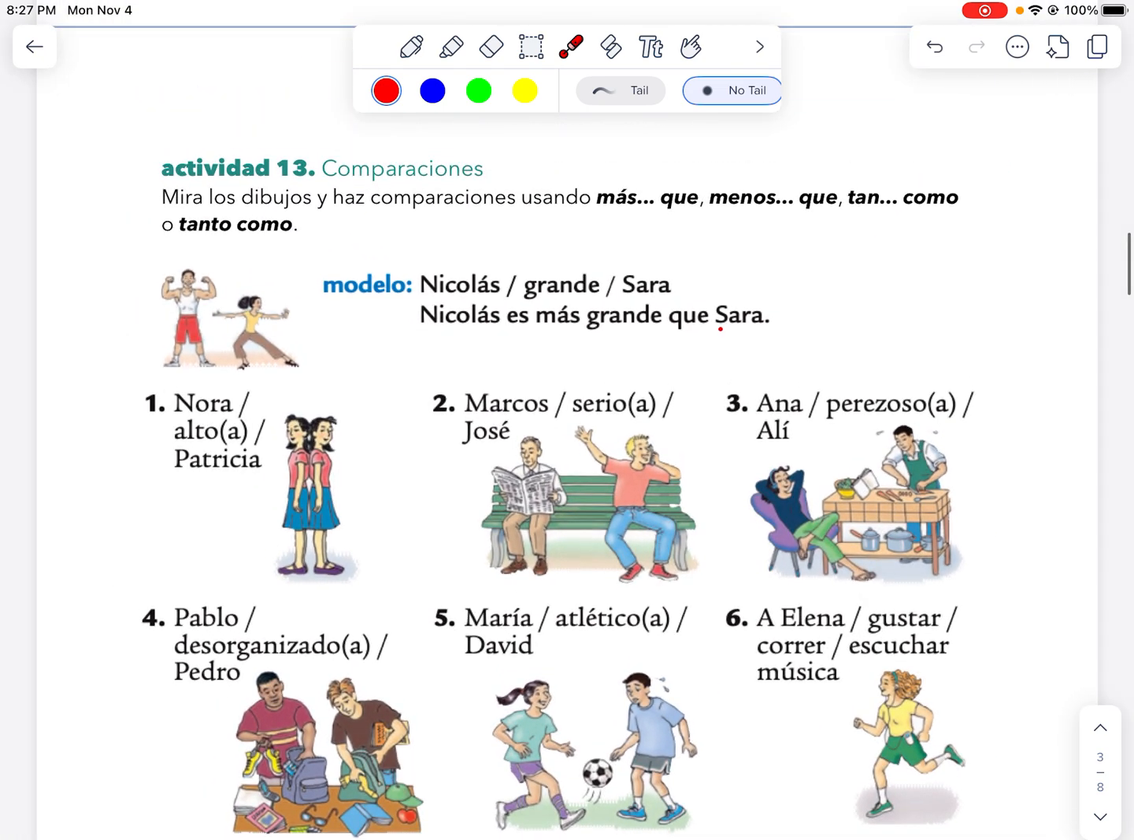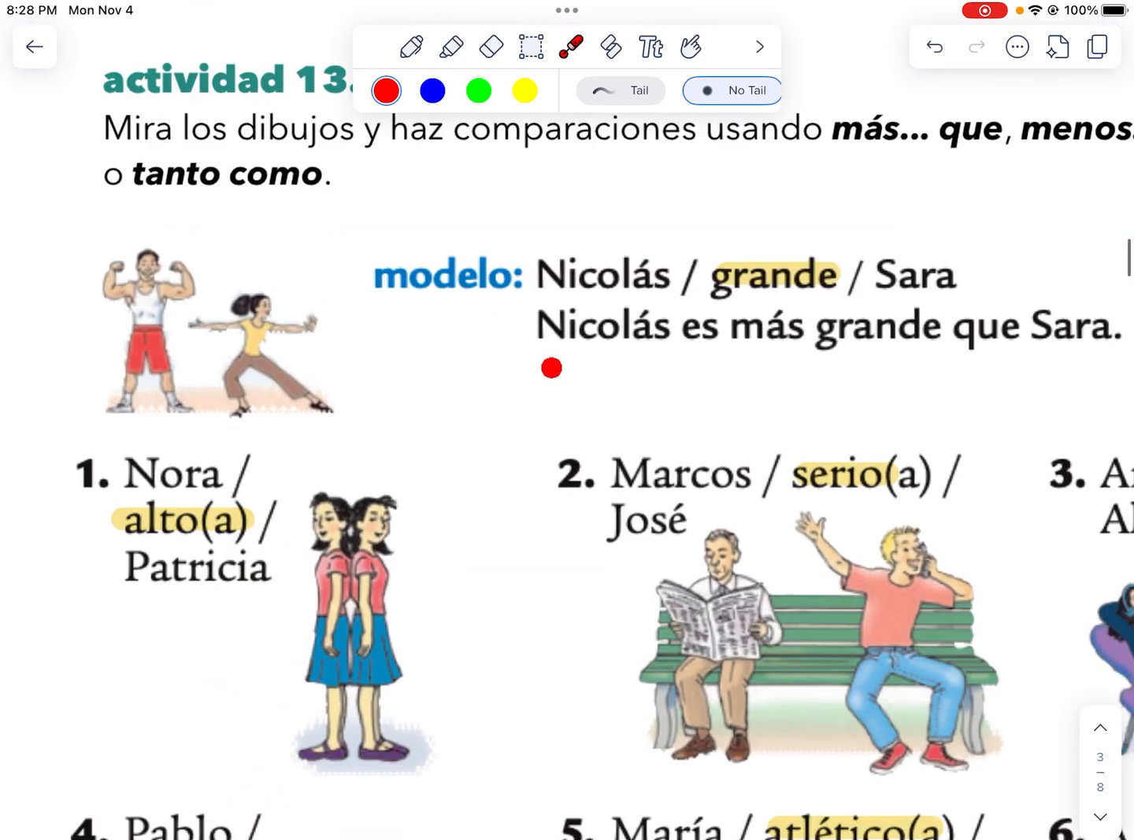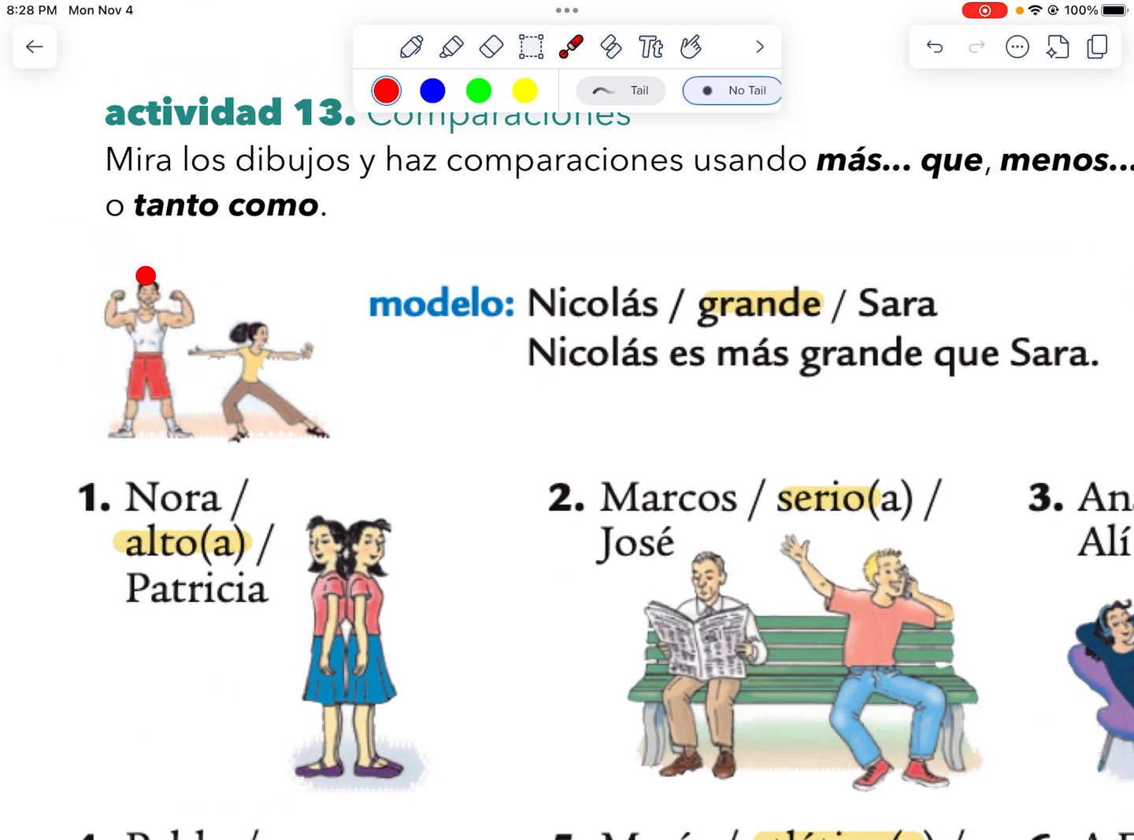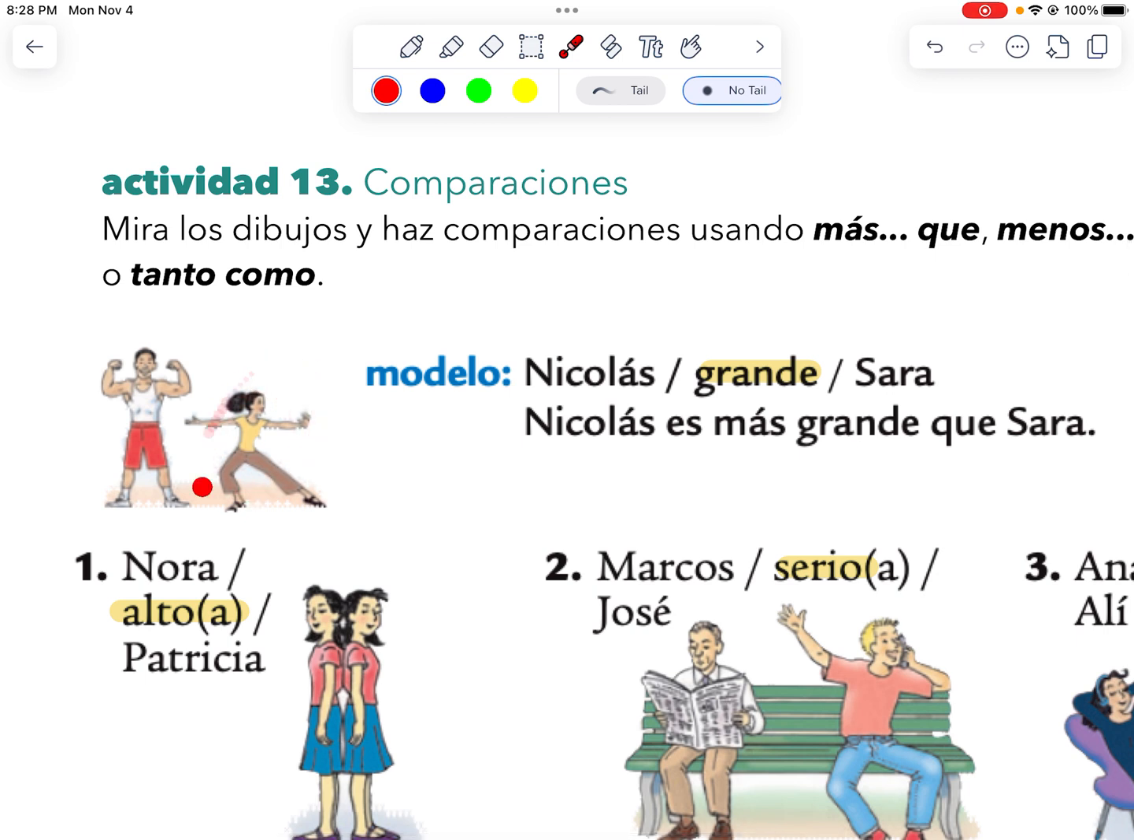Aquí, en actividad 13, vamos a hacer más comparaciones. Aquí tenemos los adjetivos como grande, alto, serio, perezoso, desorganizado, atlético. And this one doesn't have one, so that'll be interesting. Okay, anyway. Aquí en el modelo, Nicolás is bigger than Sara. So say Nicolás es más grande que Sara. Grande is our adjective.